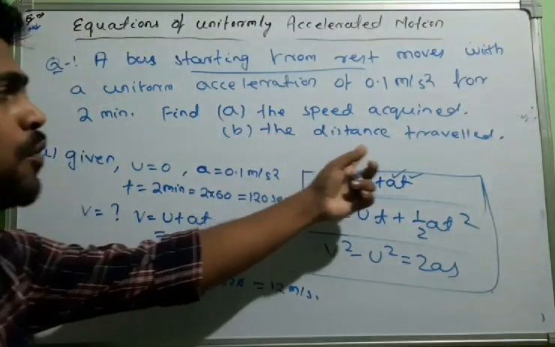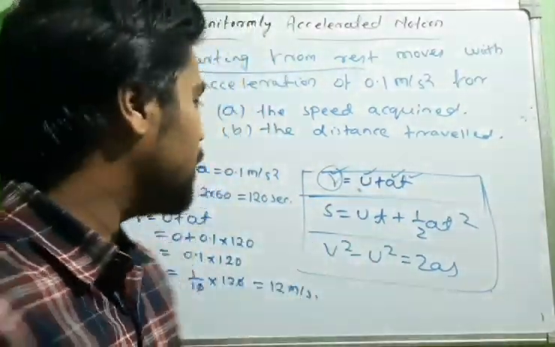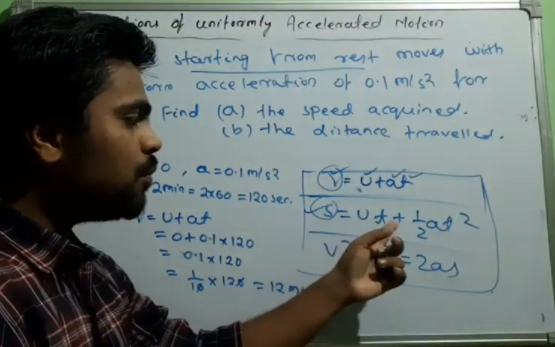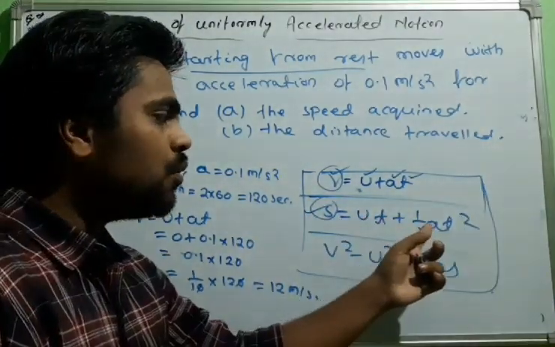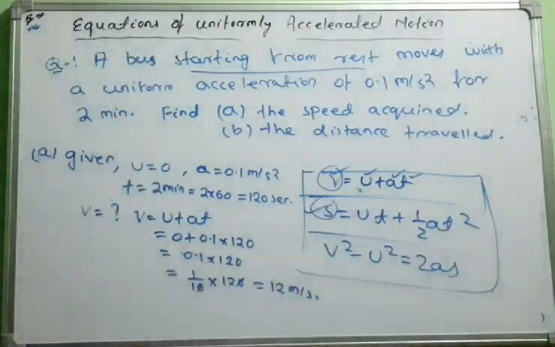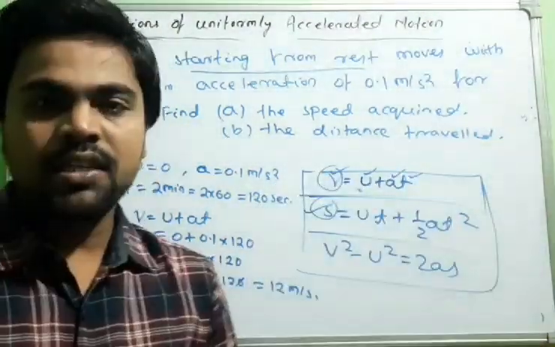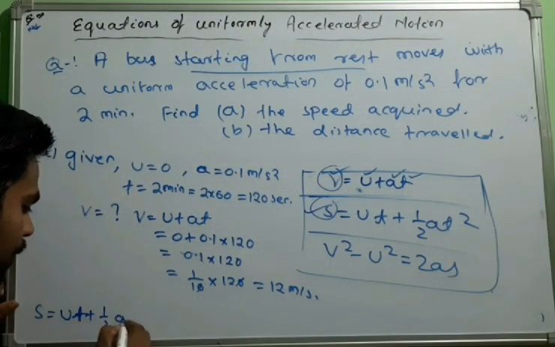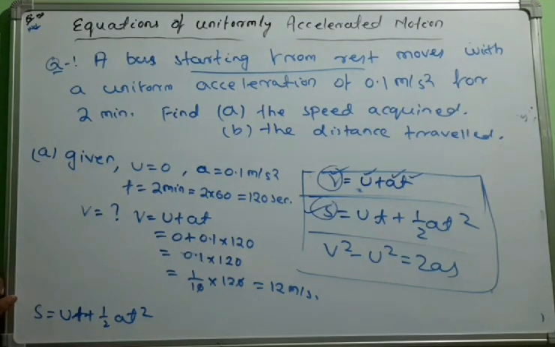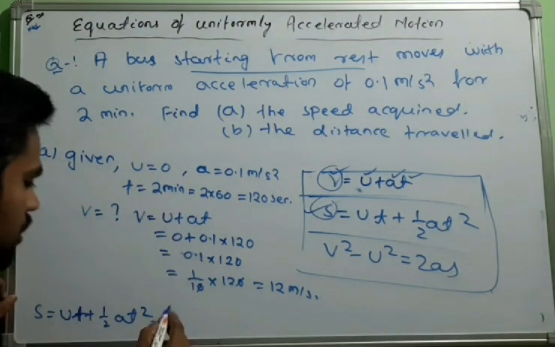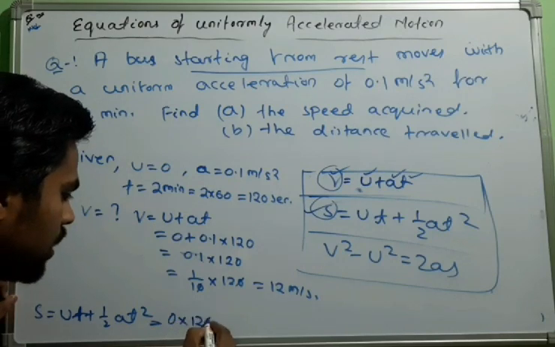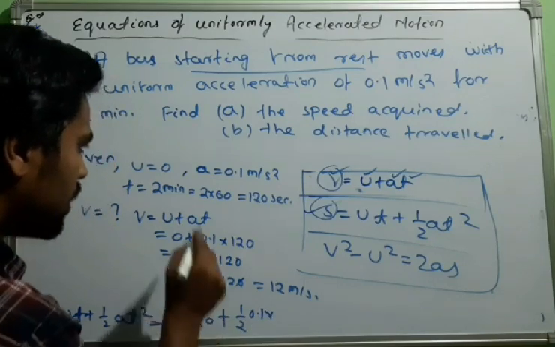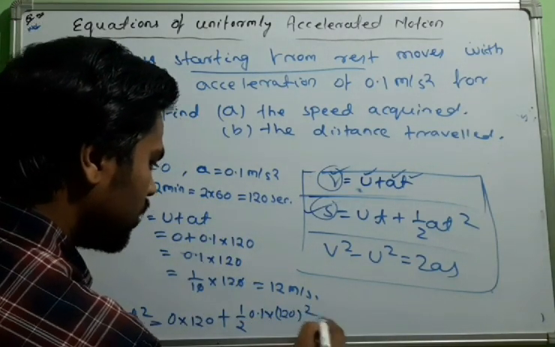Then he is asking how much distance is traveled. He is asking for distance, so s is asked. We know that s is equal to ut plus half at square. u is given, t is given, a is given, so you can easily find the value of s, the distance traveled. That means s is equal to ut plus half at square. That is equal to u is how much? 0 into t, 120, plus half, a is given as 0.1, into t square, 120 square. Clear or not?